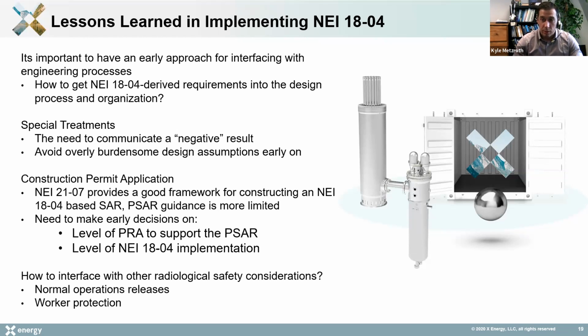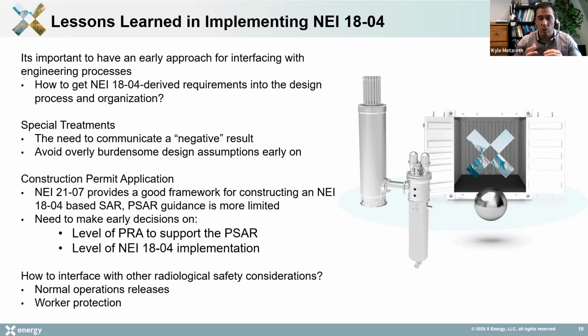Construction permit application: we are leveraging NEI 2107 in building our construction permit application. NEI 2107 hasn't been endorsed by the NRC yet. I understand they're going through final discussions on it, I think soon. For those who are not aware, it gives the proposed content and application of an NEI 1804 based PSAR, or rather, SAR. I find it's a really good framework, good guidance.